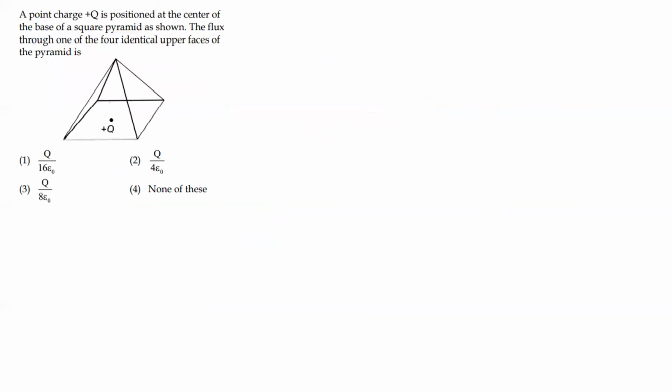Next, a particle of charge plus Q is positioned at the center of the base of the square pyramid as shown. The flux through one of the faces. So, very simple. Here the charge Q is placed. Am I correct? And complete the pyramid, the bottom side also.